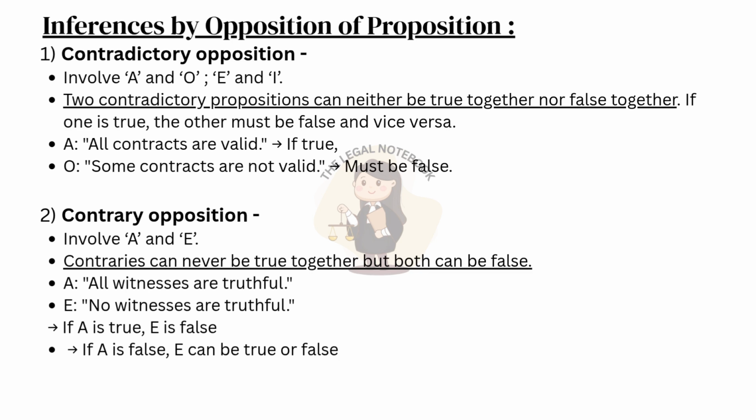2. Contrary opposition. Involves A and E. Contraries can never be true together, but both can be false. A: All witnesses are truthful. E: No witnesses are truthful. If A is true, E is false.